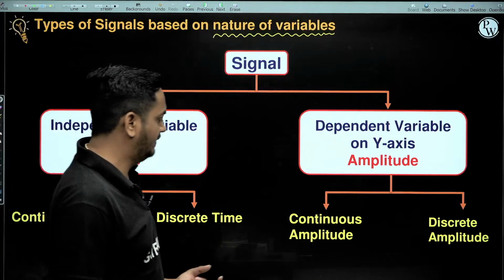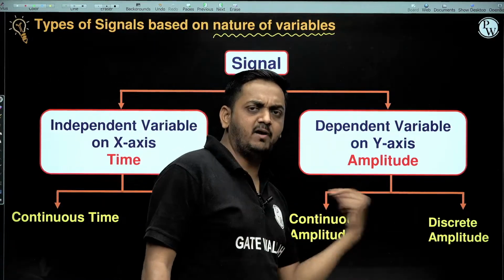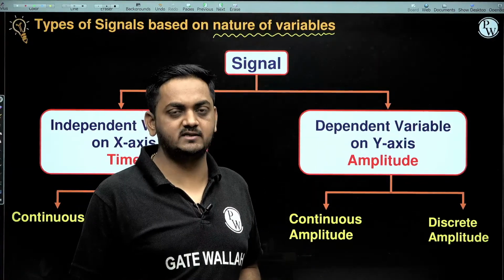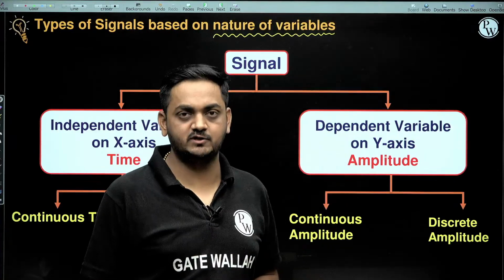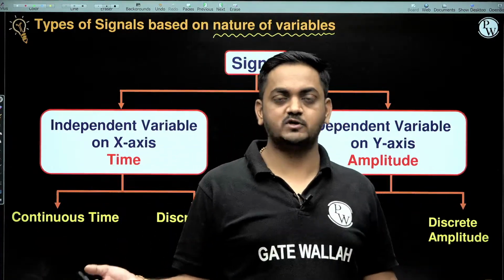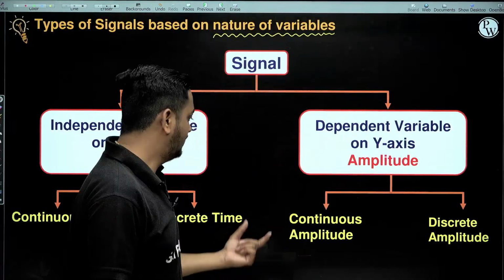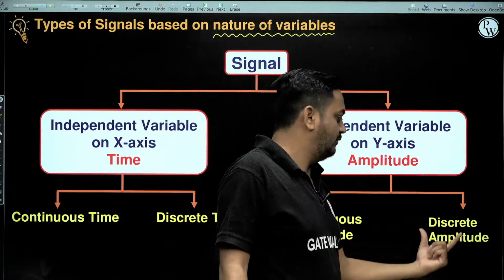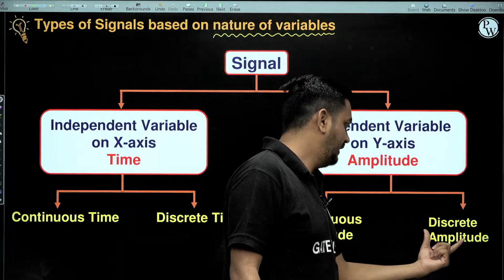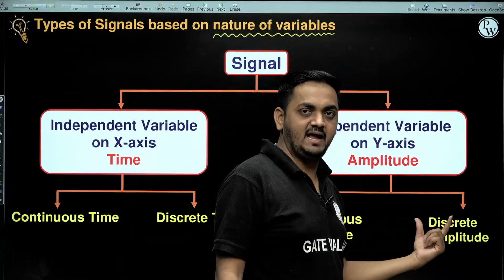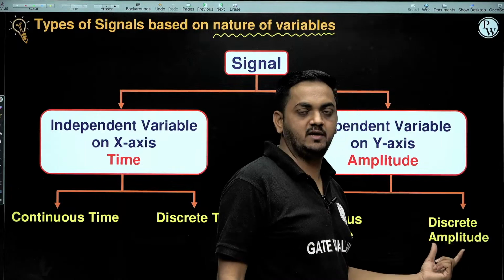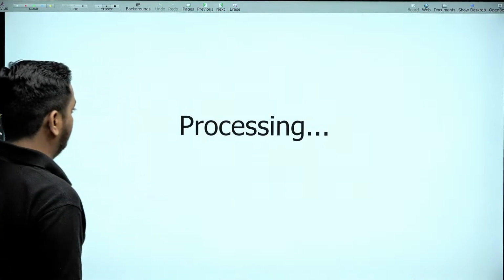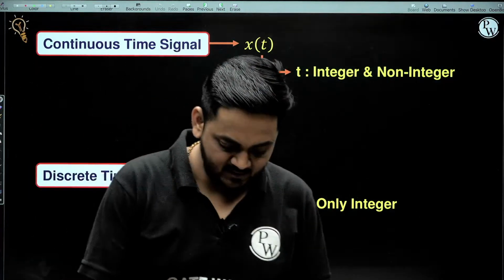In a similar manner, a continuous amplitude signal is one in which an infinite number of amplitudes are possible. Like between 0 and 1, how many numbers are possible? We can say infinite numbers are possible between 0 and 1. So in continuous amplitude, an infinite number of amplitudes are possible, but in a discrete amplitude signal, there are a finite number of amplitudes. Like at any instant of time, any of 4 amplitudes is possible, like -2, 0, 1 and 2. Let us understand this in detail, guys.